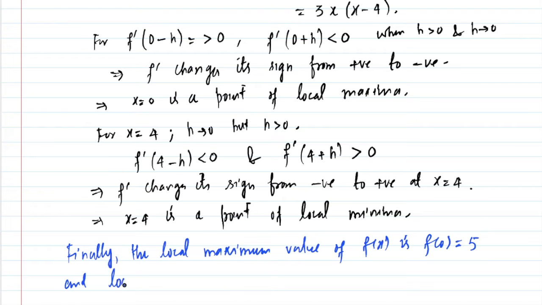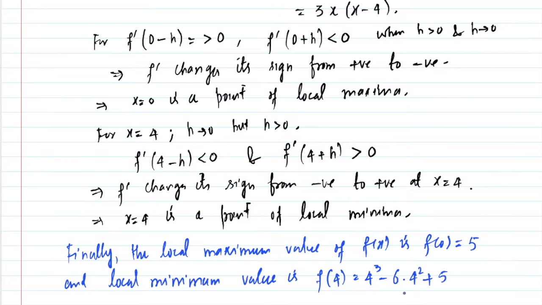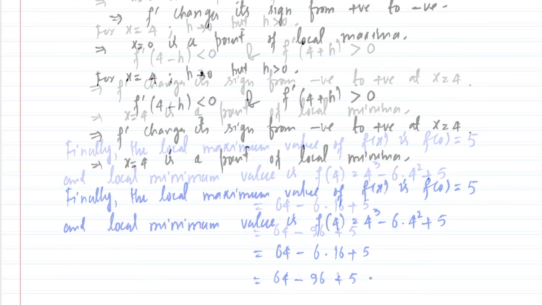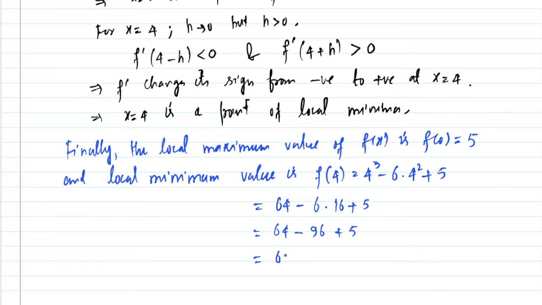And the local minimum value is f of 4, which is equal to 4 cube minus 6 into 4 square plus 5. Now let's evaluate what this is equal to. This is equal to 64 minus 6 into 16, then plus 5. So this is equal to 64 minus 96, then plus 5. So this is equal to 69 minus 96, which is equal to minus 27. So therefore the local minimum value of f of x is minus 27.